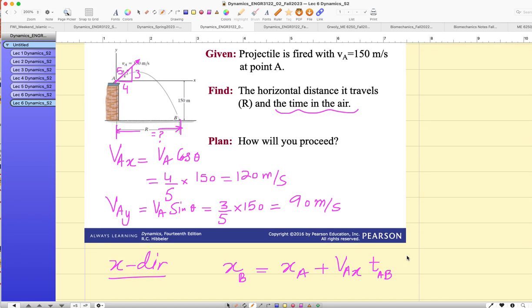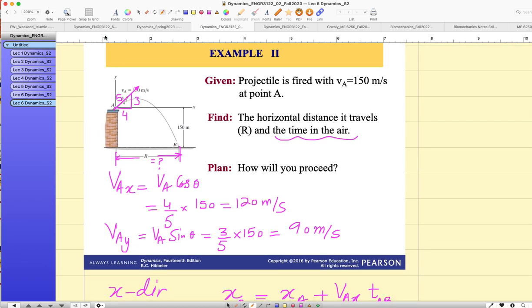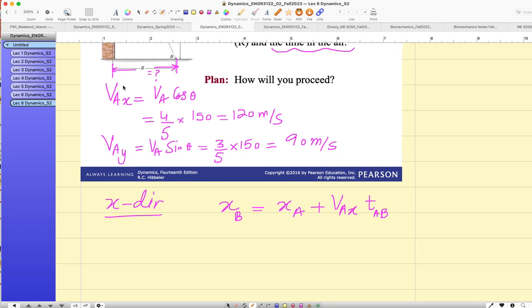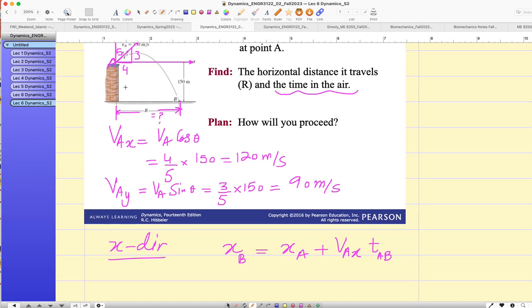Now first of all, let us define the datum line. By the way, the question has already mentioned that this is our reference axis and this is our origin. Origin is A. So XA, what is XA? Good, XA is 0. What is VAX? We already found VAX as 120, and we need to find TAB, and we have to find XB. So there are two unknowns in one equation, so we need another equation, and luckily the same equation in the y direction will help us.